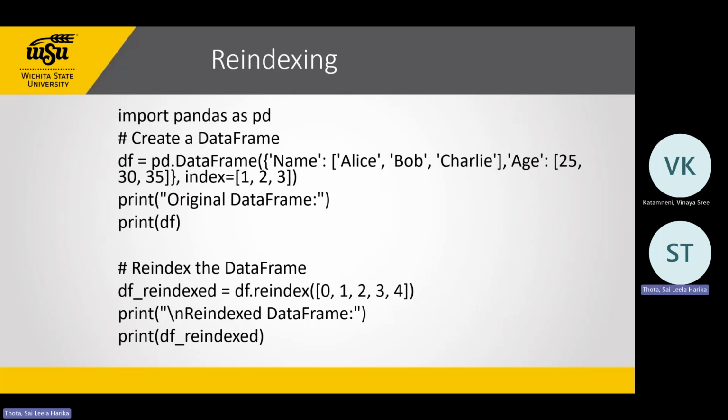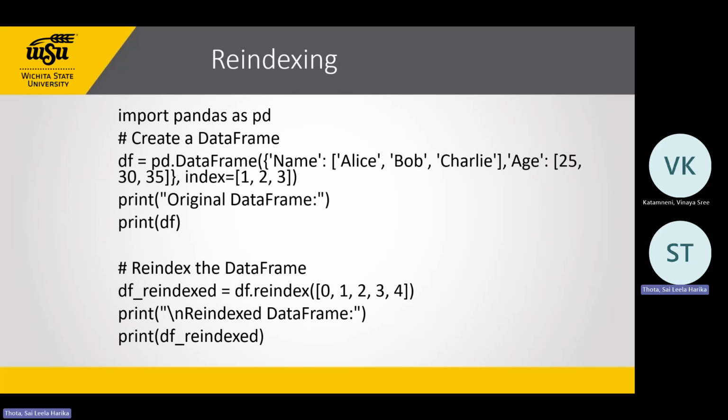Reindexing. So if you want to reindex, you can do that. If you want to reindex anything, we need to give the index particularly. If you don't want the reindexing, we can simply leave it so that it will get the initial index like 0, 1, 2. Here I mentioned 1, 2, 3 because I want my data to start at 1. The index should start at 1. That is the reason I mentioned index equal to 1, 2, 3.